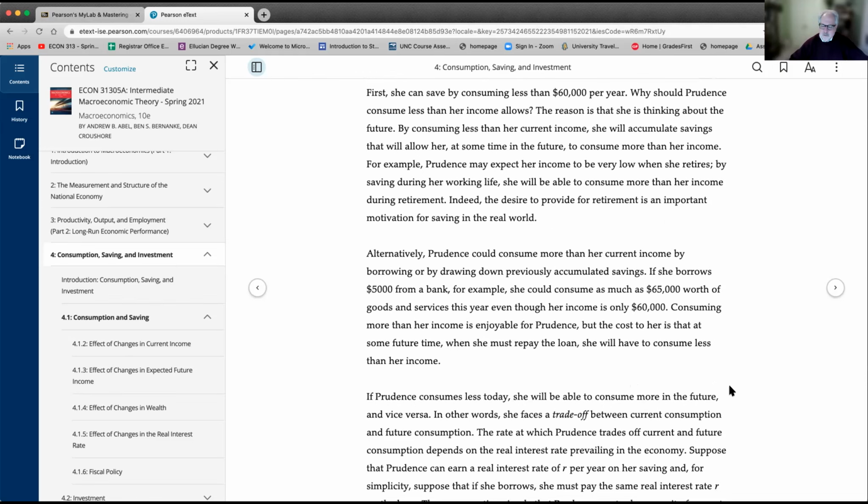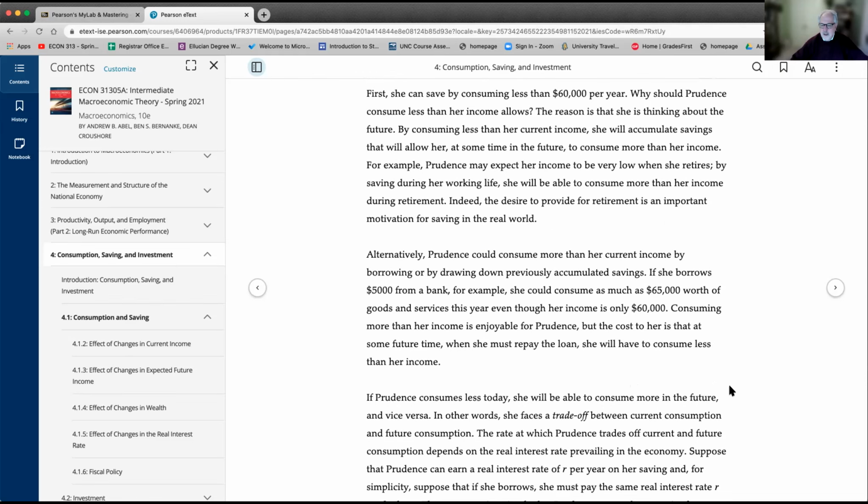It's a simplified model, and what we're doing is saying, well, what people want to do is they kind of want to smooth consumption over time. They don't want to just consume when their income's high, and not consume at all when their income's really low. Sometimes you can borrow, if your income is low. That's how people buy houses and cars, right?